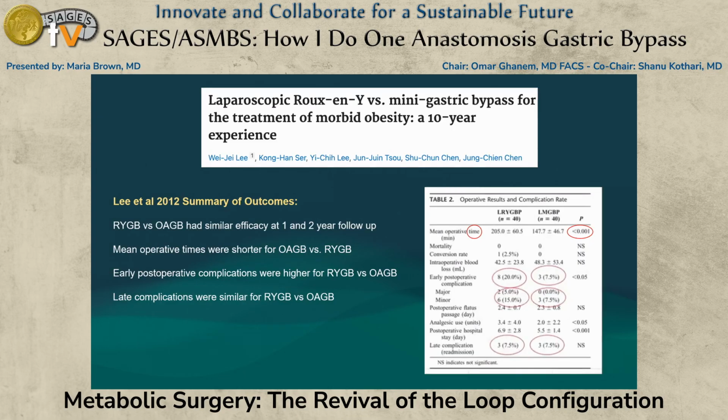save time as well. So looking at the literature, Lee et al., 2012, looked at 10 years ending in 2010 in over 1,600 patients, and concluded that a Roux-Y gastric bypass has similar efficacy over 1 and 2 year follow-up for weight loss. Mean operative times were shorter for a 1 anastomosis, which makes sense. Early postoperative complications were higher and statistically significant in a gastric bypass, including leak and bleeding. However, long-term complications between the 2 procedures were similar.